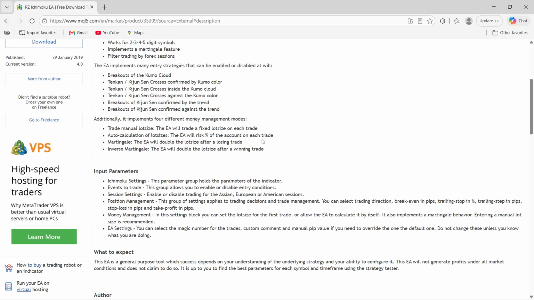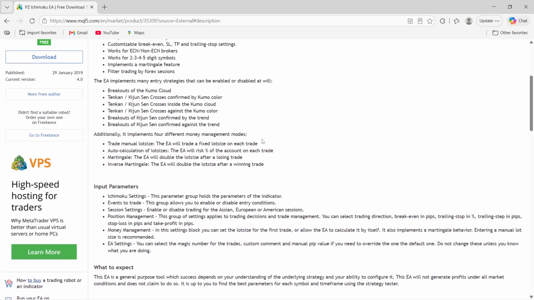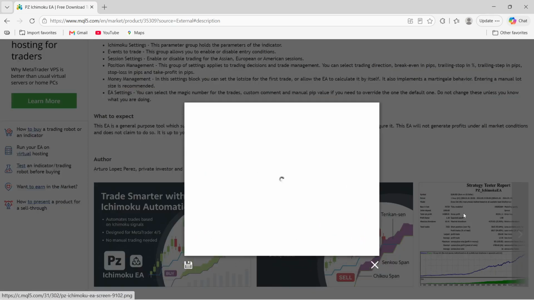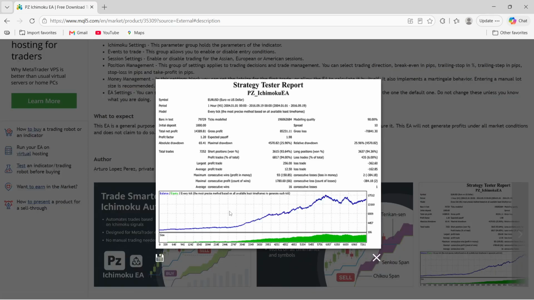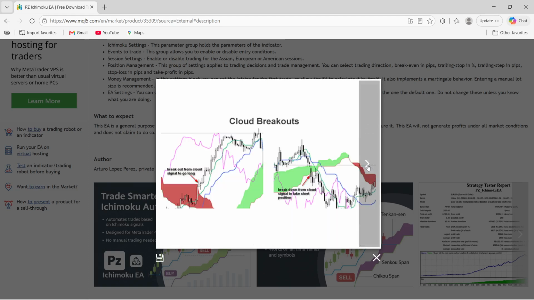On the MQL5 page on their site, they show backtests with nice looking equity curves. As you can see, they talk about solid performance when properly configured with customizable stop loss, take profits, break even, and trailing stops. No over the top promises like 1000% returns. They keep it straightforward, saying results depend heavily on your settings and market conditions. They position it as an ideal EA for traders who already understand Ichimoku and want to automate their manual rules.